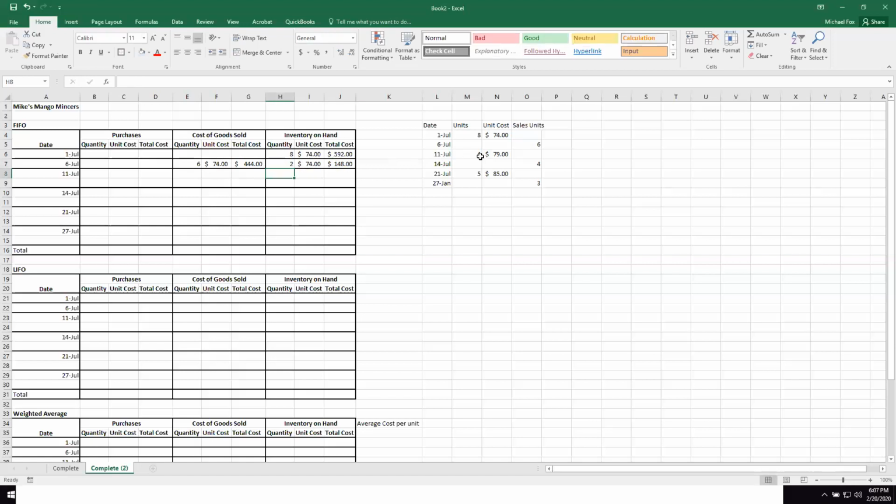So now on the 11th, I purchased 4 more units. And these units cost $79. So again, the total cost of those is going to be the 4 units times $79. So now the units that I have on hand are going to be the units I already had, the 2 that cost 74, plus the ones I just bought, the 4 that cost 79.